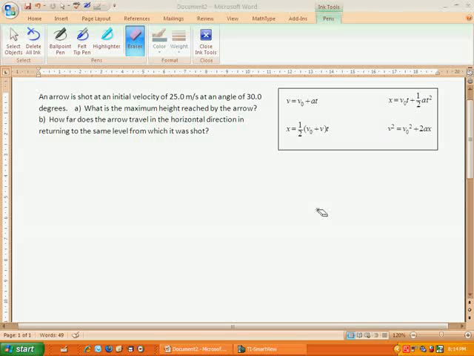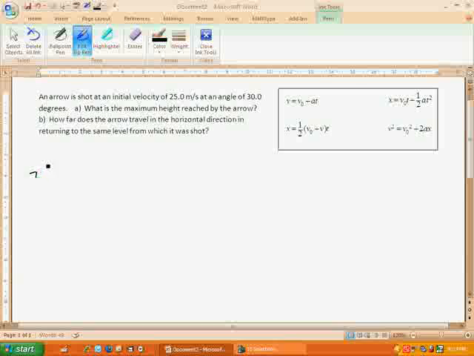Alright, so this is a practice problem from chapter 3, number 2. This is a typical projectile problem. Okay, and so we're going to be looking at an arrow that is going to fly in a projectile motion just like this. And we know that it has an initial velocity of 25 meters per second at an angle of 30 degrees.